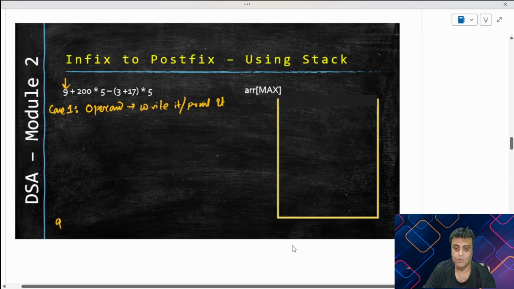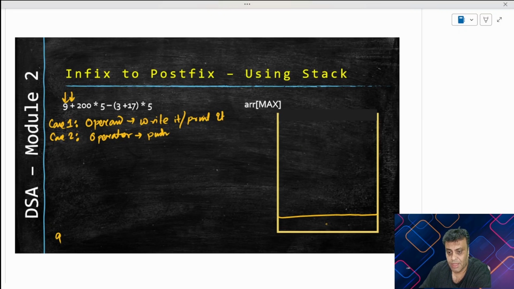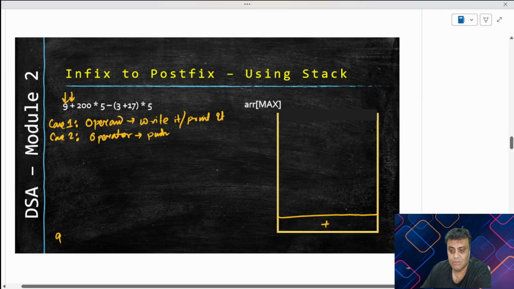So that's what we are trying to get at. Now I have written 9, so that's my rule. 9, I move my pointer to the next element that I see in this expression. It's a plus. As soon as you see an operator, so case 2, as soon as you see an operator, push it to the stack. So we will push this operator to the stack, and we will say that I have plus now here.